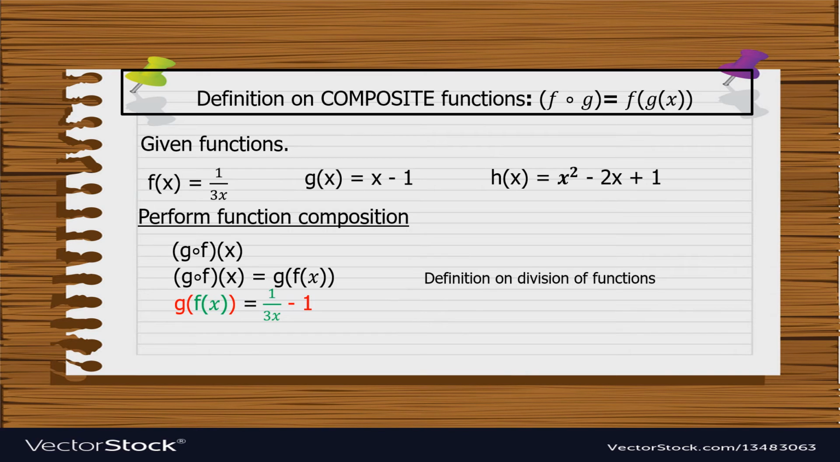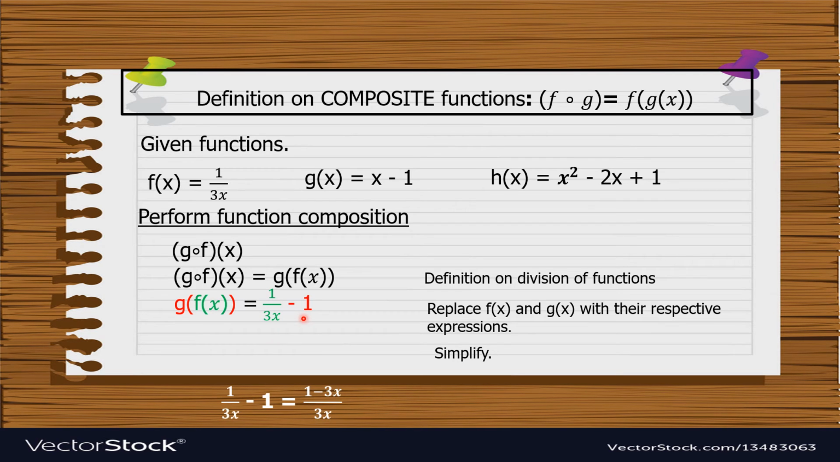So as you can see here, g of f of x, the replacement value will become f of x, or the input value is f of x. So all you need to do is to replace all the variables of x in g by f of x. So you will use g of x. Instead of writing x minus 1, you will write 1 over 3x minus 1, because x will be replaced by 1 over 3x.